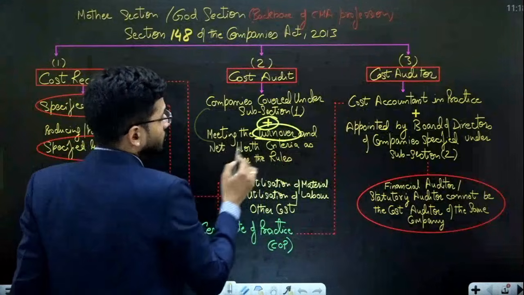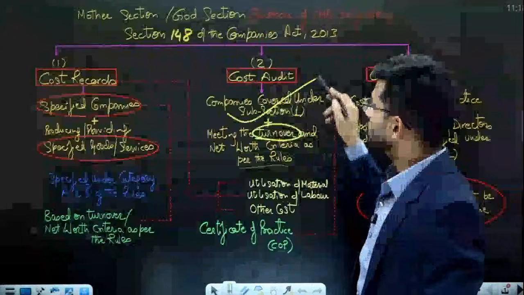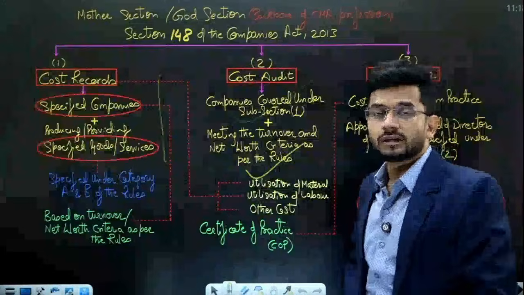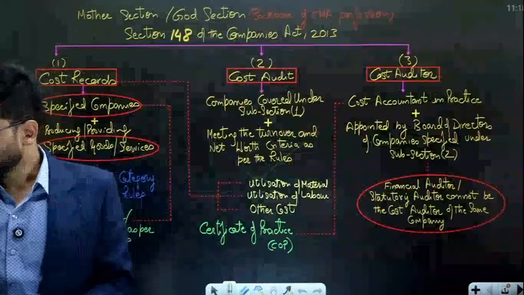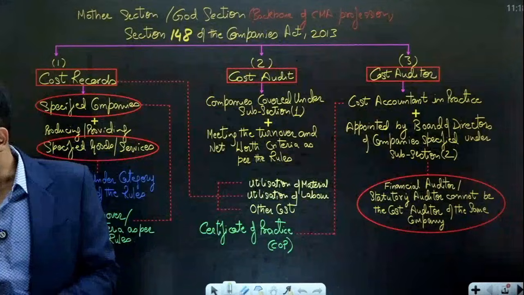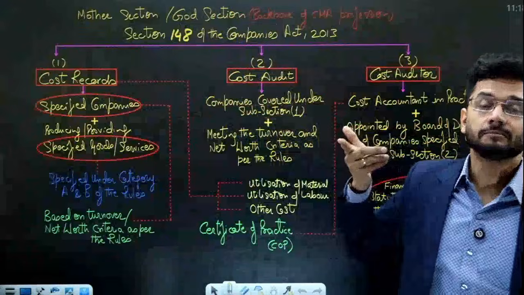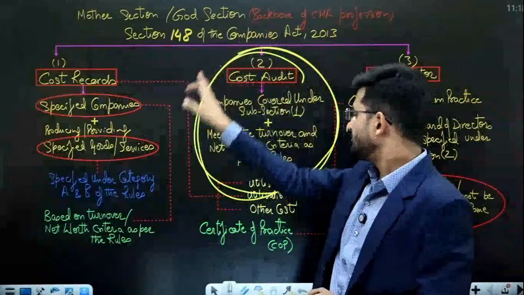Both the conditions should be cumulatively satisfied. The second condition is that you should meet the turnover criteria prescribed by the rules. Number 1, you should be eligible for preparing your cost records. Number 2, you should be meeting the turnover criteria specified under the rules. If these two conditions are cumulatively satisfied, then you are required to get your cost records audited by a cost accountant. Obviously, this authority is only given to a cost accountant who has a certificate of practice.